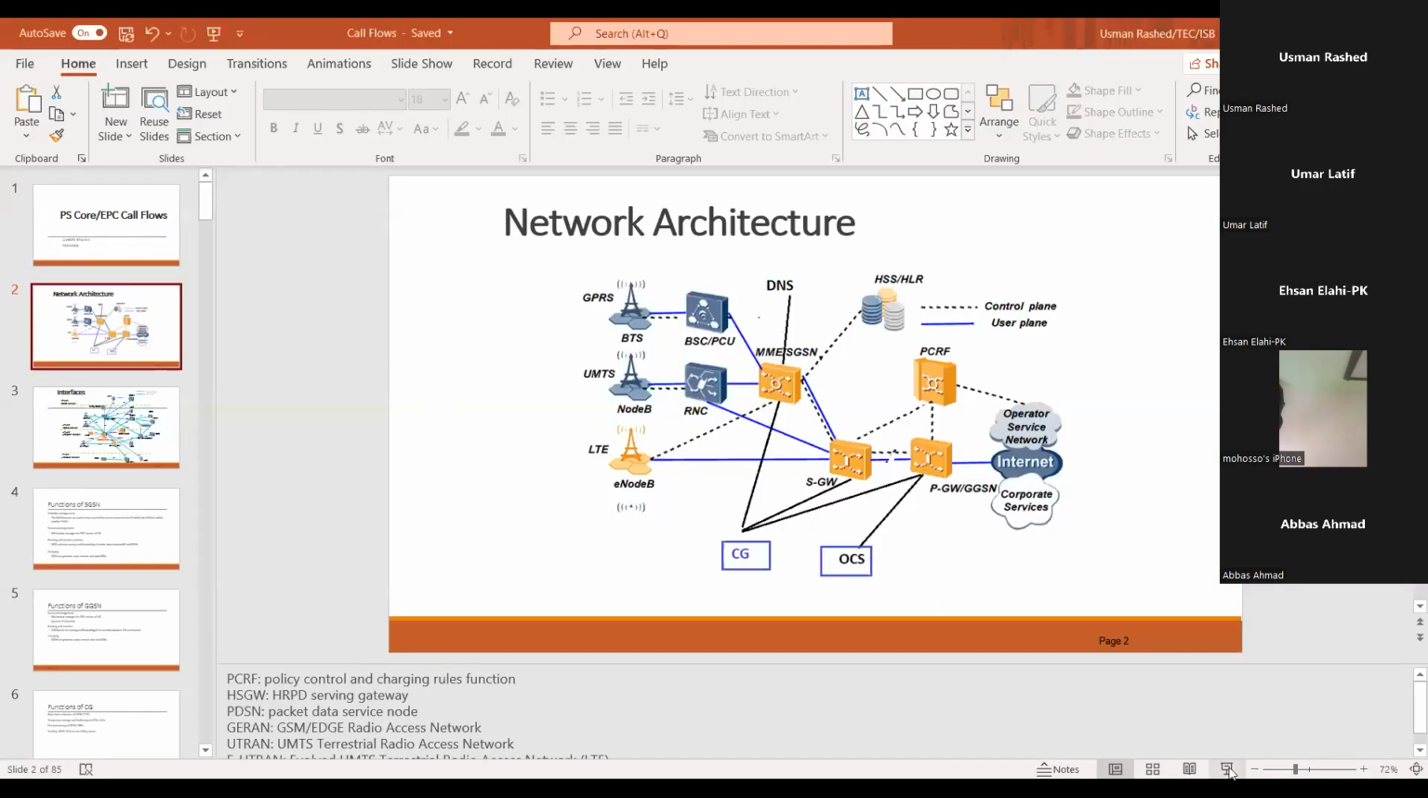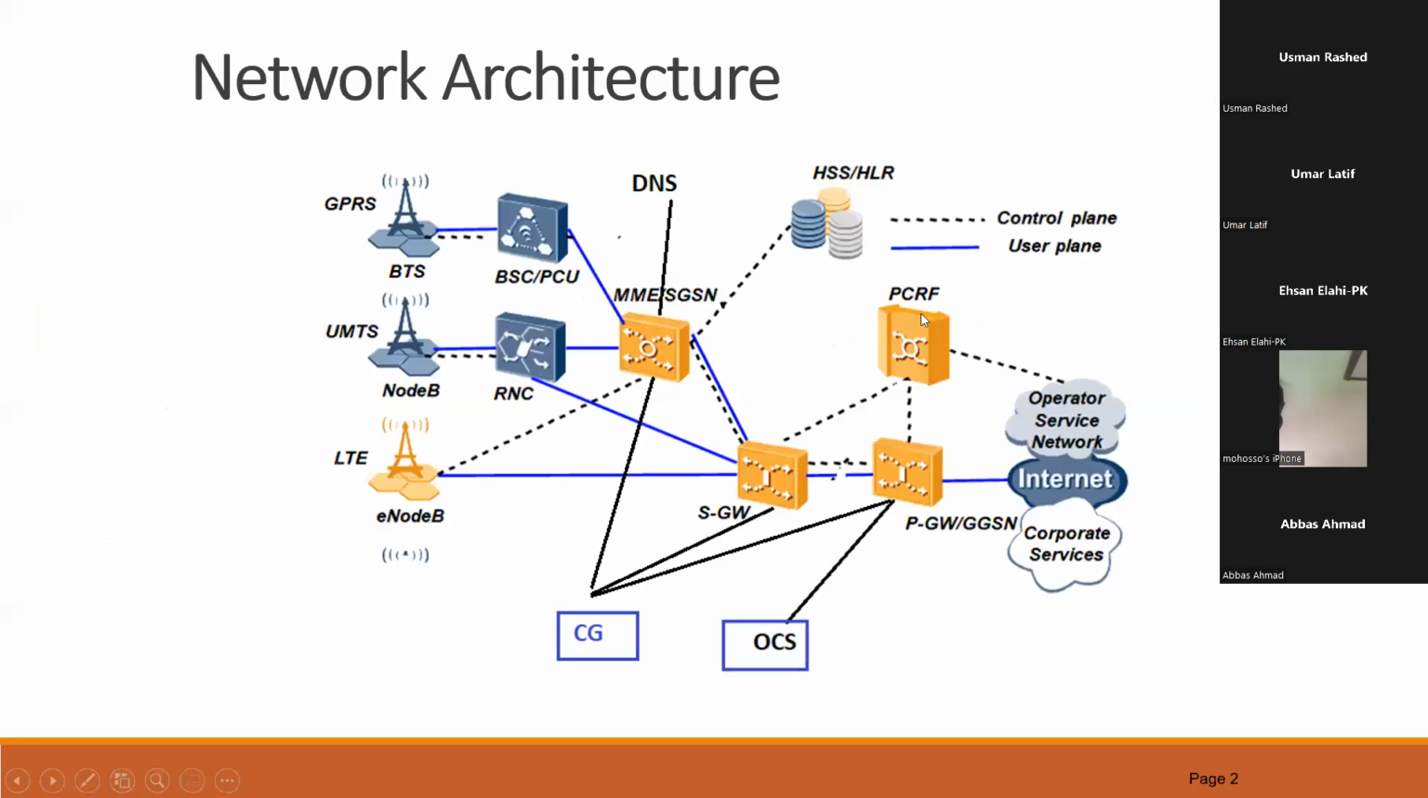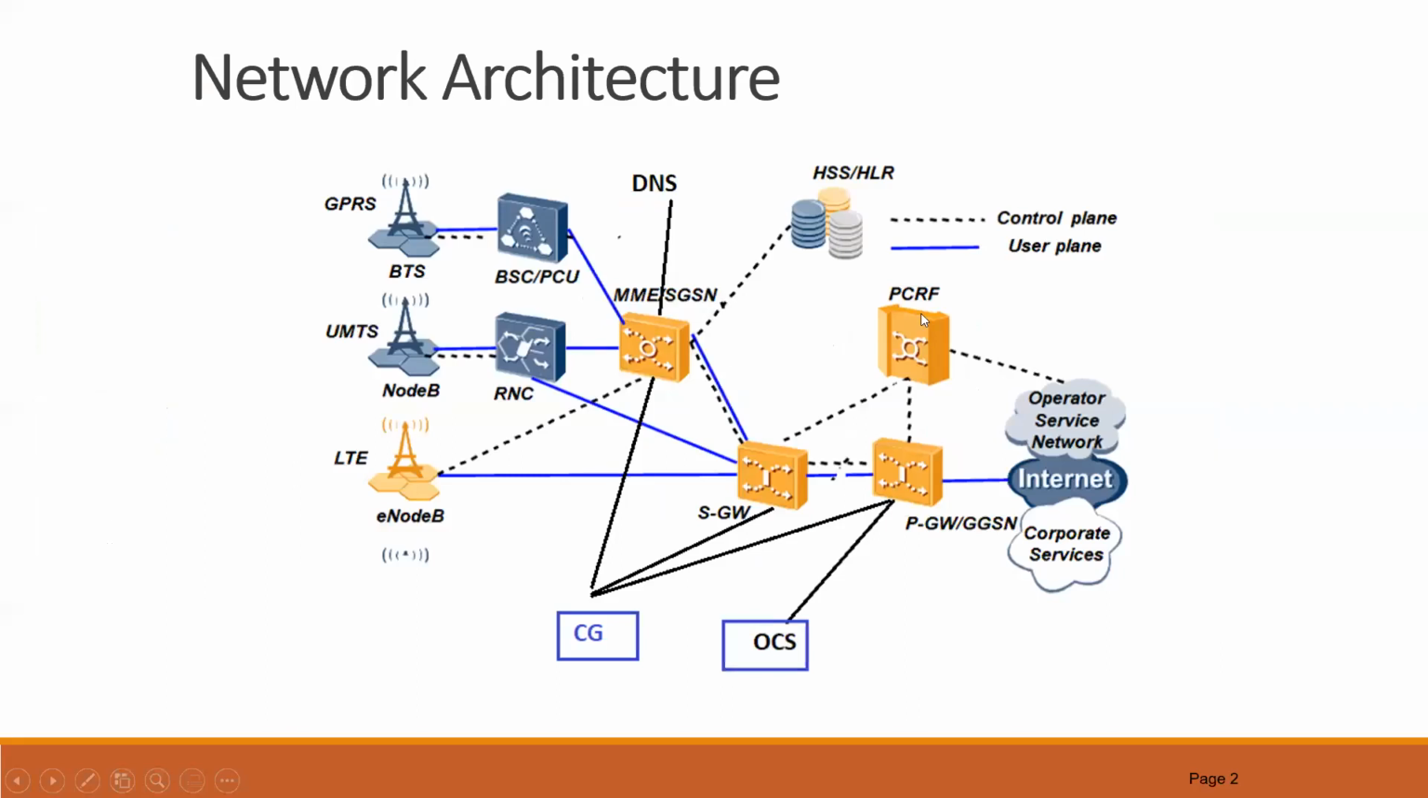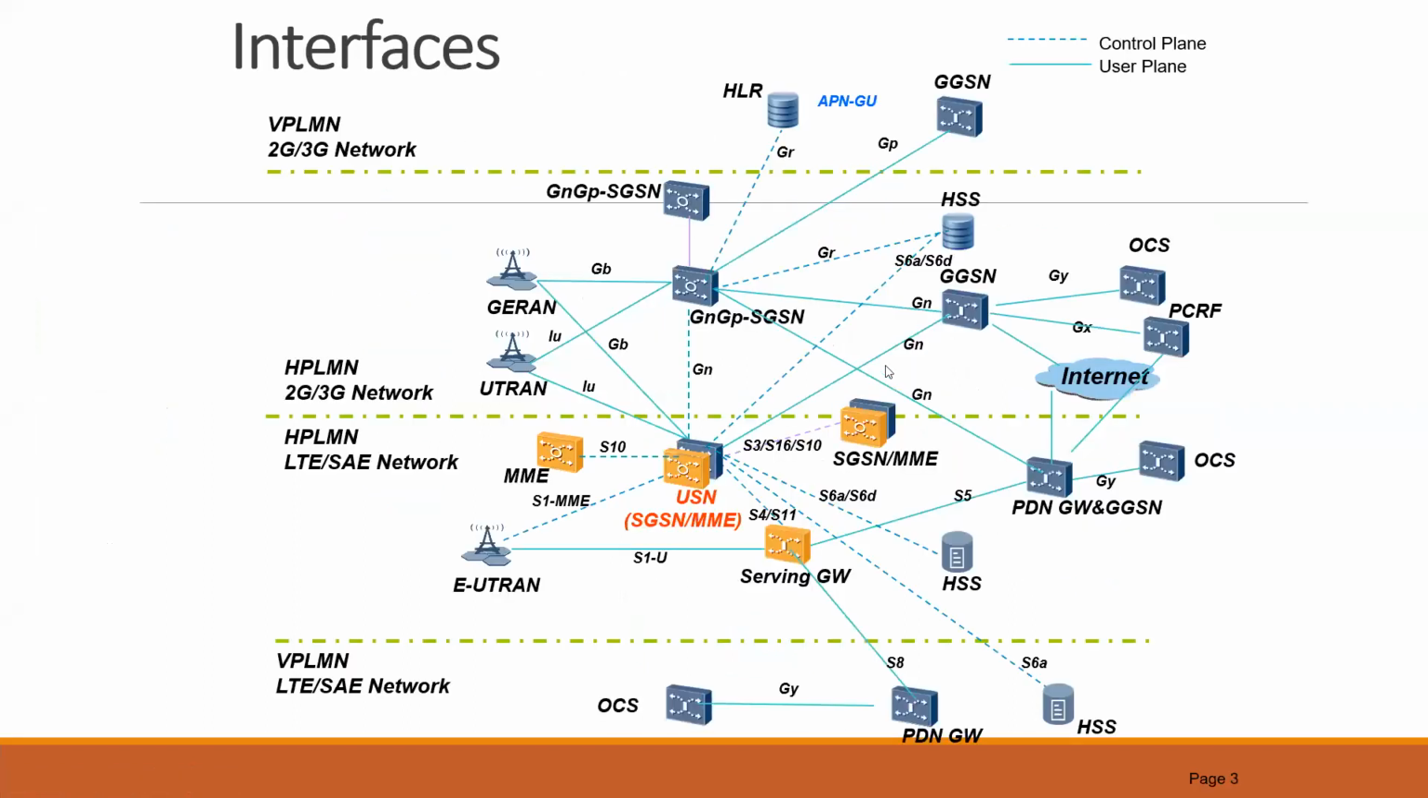Last time what we discussed was a little bit of network architecture. I told you the basic architecture of 2G, 3G, and 4G. Some few nodes were missing, so I added those. I added DNS, how DNS is connected, how the charging gateway is connected, and how OCS is connected. Next, we had a look into the different interfaces. The basic interfaces of 2G and 3G are usually common. Only the IU interface is a little bit different. Other than that, the basic core interfaces are the same.